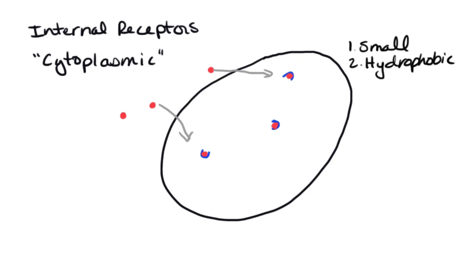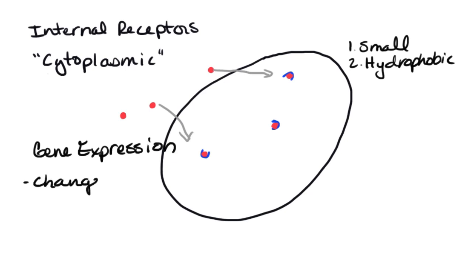Now the changes that we get when we're talking about the internal receptors responding to some type of signaling molecule or some type of ligand, they do tend to fall into the gene expression category. And what we mean by gene expression is that we're going to get a change in mRNA production. And mRNA gets produced so that we can change the proteins that we're actually producing inside of the cell. So that tends to be the response that we get.